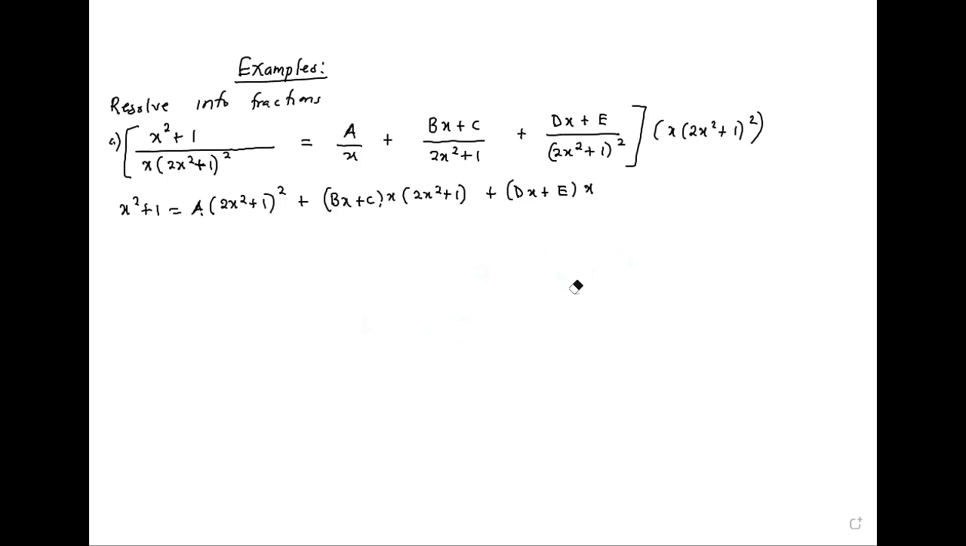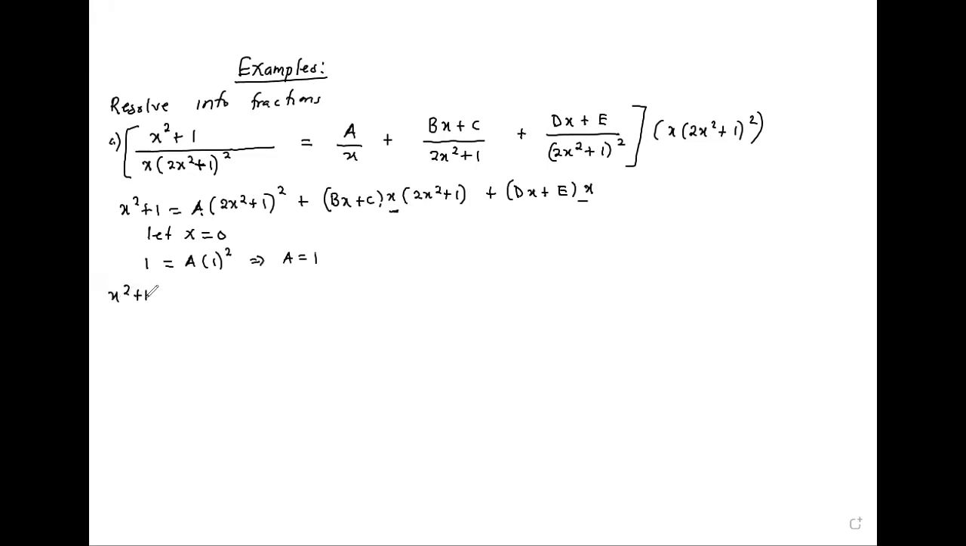Okay, so now if we let x to be 0, we'll have 1 is equal to a times 1 squared plus 0, 0. So it means that a is equal to 1. The remaining now is square. We expand.